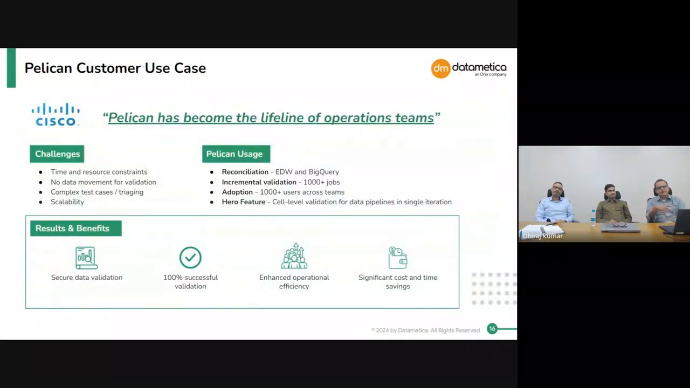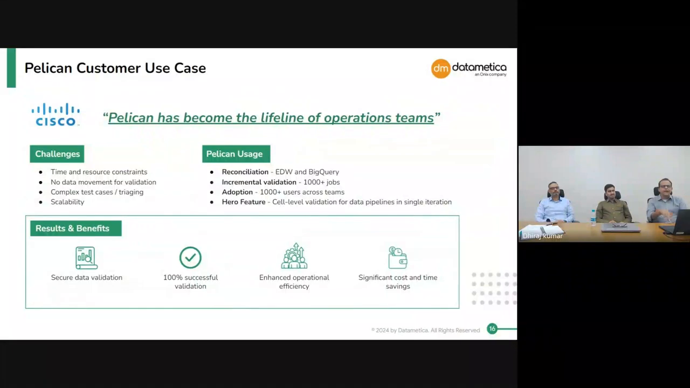So this is a use case for Cisco. Cisco is one of our big customers. We are working very closely with them over the last couple of years. We always thrive on positive feedback from our customers, and what better way than getting to know that Pelican has become the lifeline of their operation teams within Cisco.